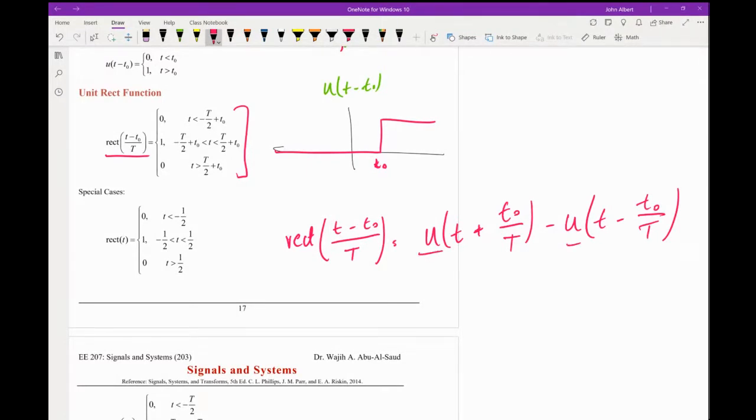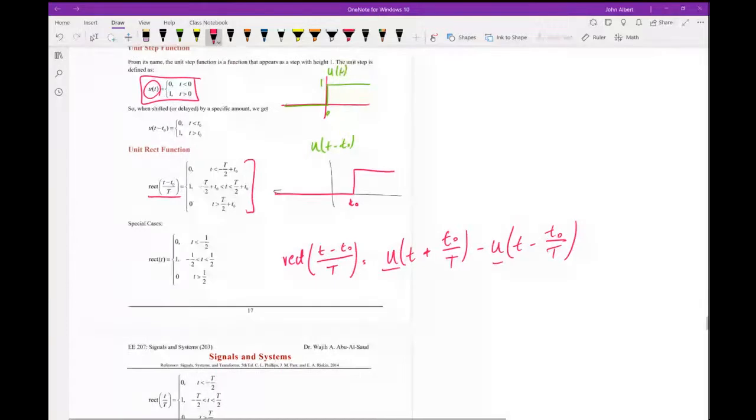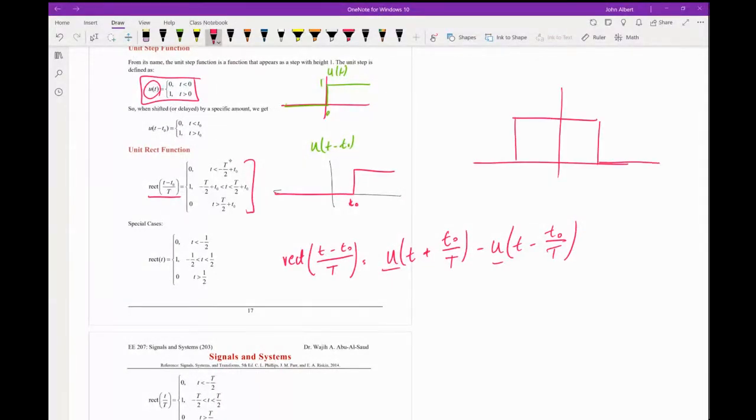I remember last class I erased it, but we only talked about the situation in which this is how the direct function looks like, where this is t over 2 and this is t over 2. But the general form is rect of t over capital T. The general form is that you have a shifted version of this, so you subtract there, or you put t minus t0, and you'll end up with this, which is defined in terms of the step functions in this form.